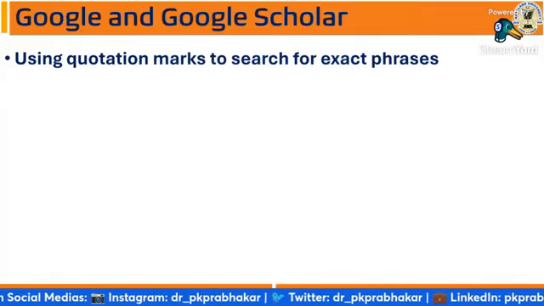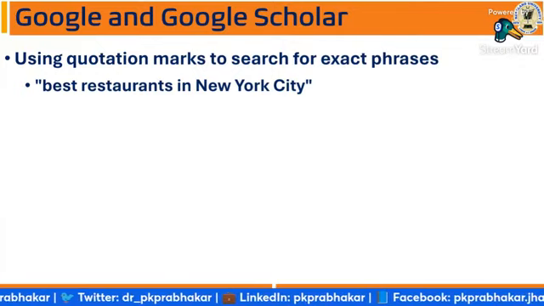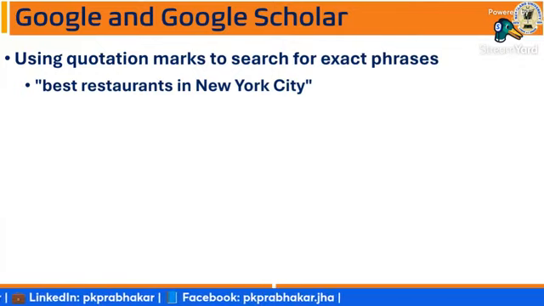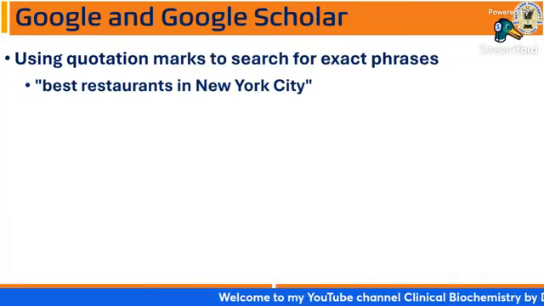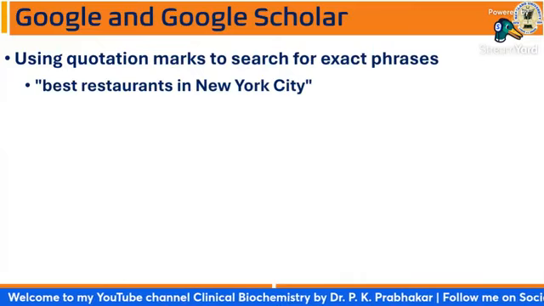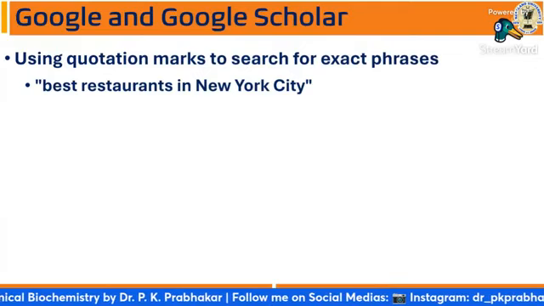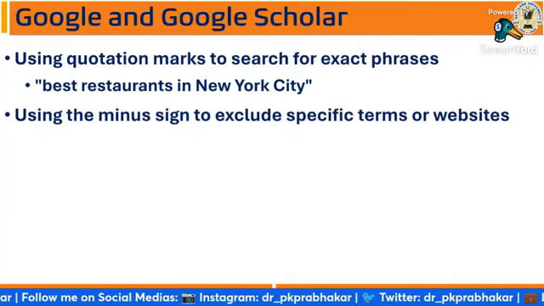Use quotation marks for exact searches, like "best restaurant in the New York City". If we use it without quotation marks, it will give you information on the restaurant also, on cities also, and on New York City also. But if you put this sentence into quotation marks, you will get only information on the best restaurant present in New York City. So whenever you want to search for exact things, use quotation marks.